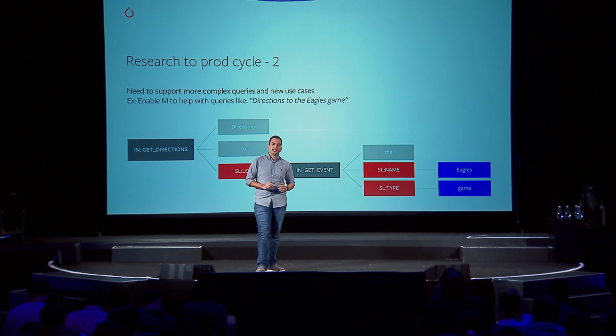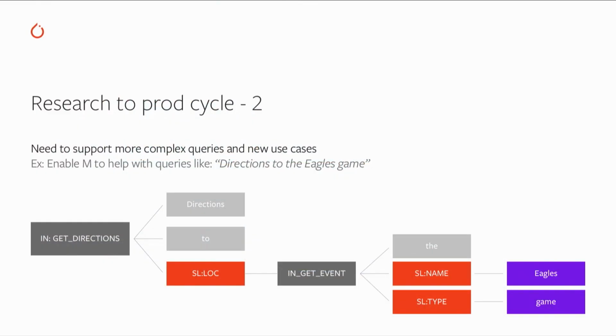Now let's take a more complicated example of a new scenario that we want to support that didn't even exist before. So we want M assistant to help us with queries or utterances like directions to the Eagles game. So here we have a top intent, which is getting directions. But in order to get the location here, there is an implicit intent in place, because we are not saying the intent, the direction, or the location explicitly. So we need to first have an implicit intent of get event, since the Eagles game is an event. And from this event, we can get the location.